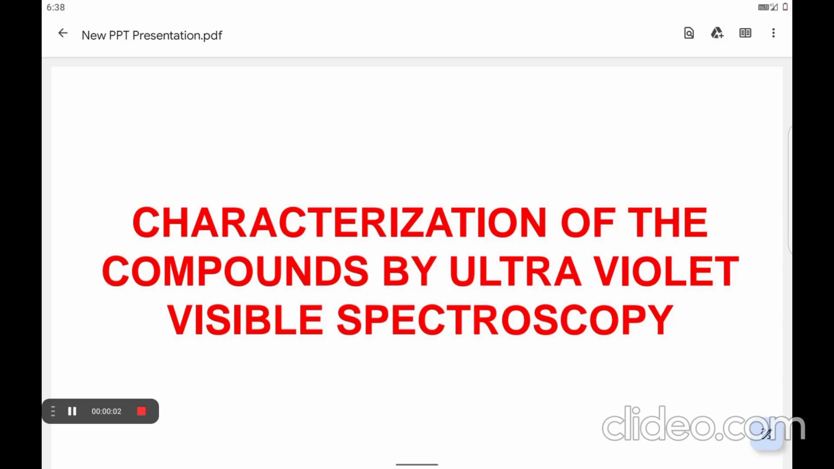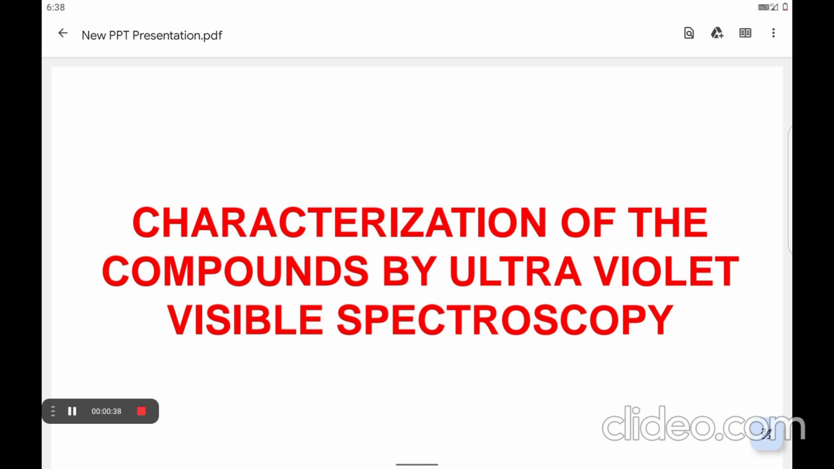Hello students, today we are going to discuss a new topic, characterization of compounds by ultraviolet visible spectroscopy. Shortly we are going to call it UV visible spectroscopy. A few days ago I attended a workshop on the characterization of samples by spectroscopic methods. There we discussed the UV spectroscopic method as well as the NMR technique. Later we are going to discuss the NMR technique. Particularly in this video, we are going to discuss UV visible spectroscopic methods.